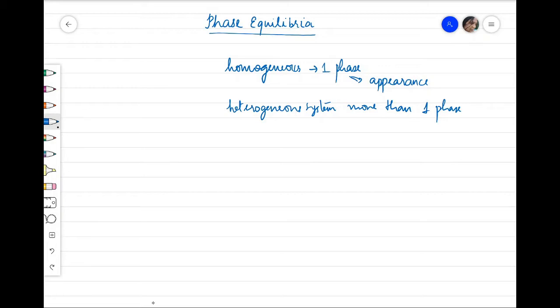Here we are going to look at certain aspects of the equilibria that exist in heterogeneous systems. And first we need to know that there is something called the phase rule. This was proposed by Gibbs in 1876, which is why it is called the Gibbs phase rule.